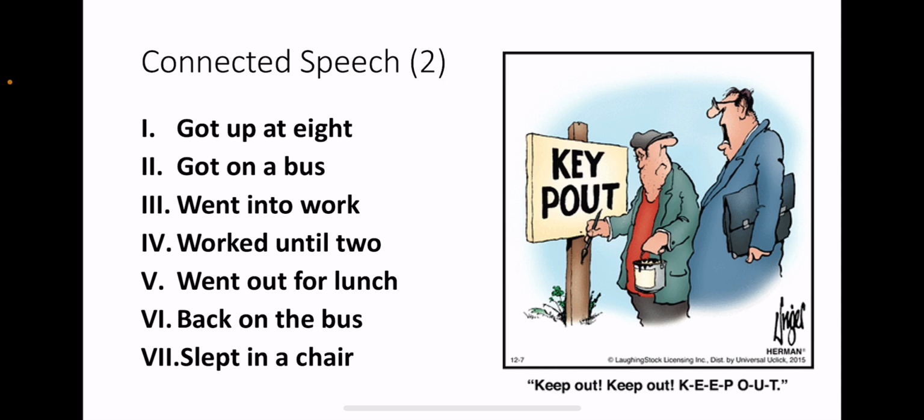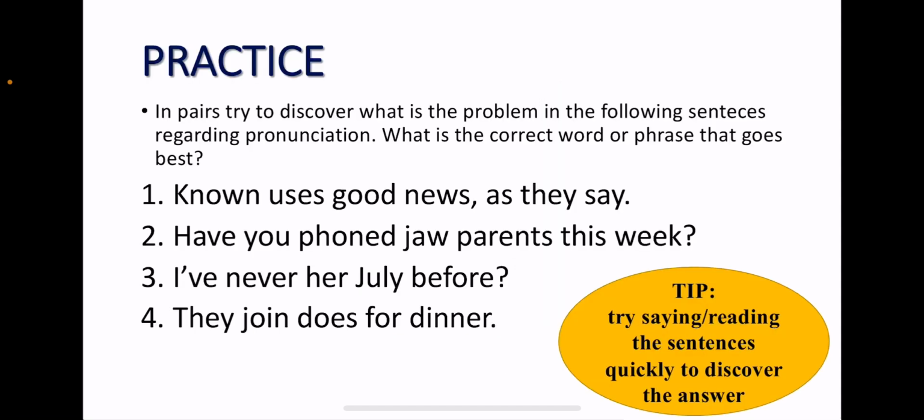Now, let's do one more activity. In this activity, we're going to try to discover what the problem is in those sentences. It says in pairs, try to do it individually. It says try to discover what the problem is in the following sentences regarding pronunciation. So what is the correct word or phrase that goes best? The phrases are illogical, but you need to say them. This is about pronunciation. You need to try to say them, that's the tip. Try saying or reading the sentences quickly to discover the answer.